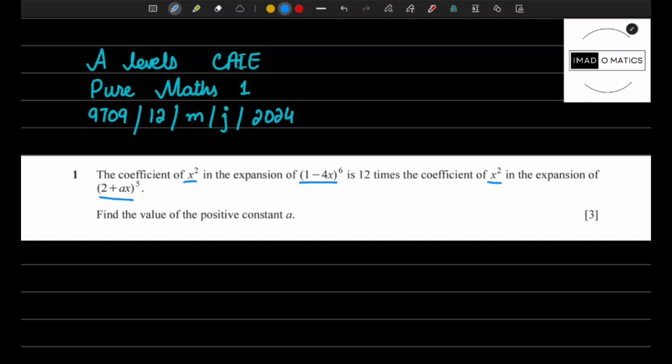Okay, so how do we expand these brackets? There are two ways to do it. One is to expand both of them using binomial expansion, then identify the x squared term and take the coefficient. The other way is to use the term formula, which says T(r+1) equals nCr, a to the power n minus r, and b to the power r. So we can use this to directly get the x squared term.